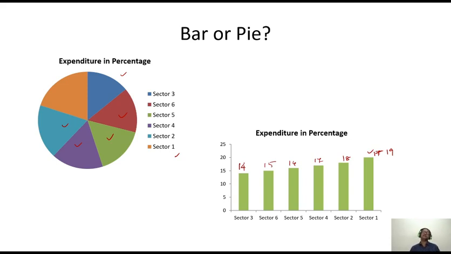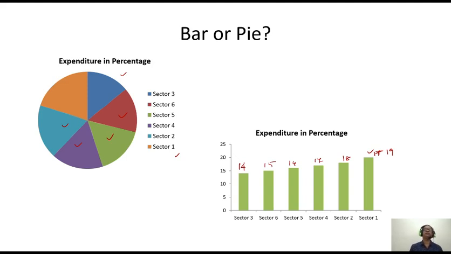You can take an exercise where they tell in a bar which one is more and which one is less, and whether they can do the same thing in the pie. Both the bar and the pie are drawn with the same data values, same observations, but you see the illusion that the pie is creating. Not illusion, we can call it non-readability of the data from the graph. The graph should give you an opportunity to read the data from it. Why are we drawing the graph?